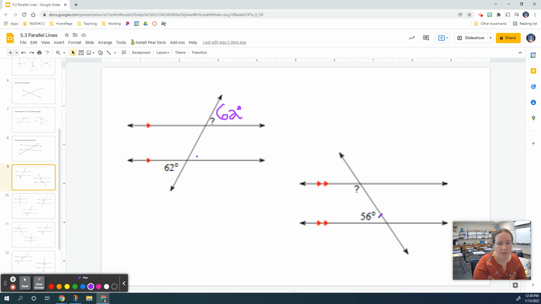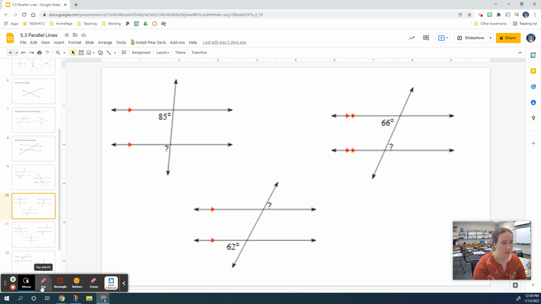Here, I know that this is a 56. When I slide that one up, I know this is a 56. Then I know that these two angles need to add to 180. So I'm going to do 180 minus 56. So this would be 124 degrees.